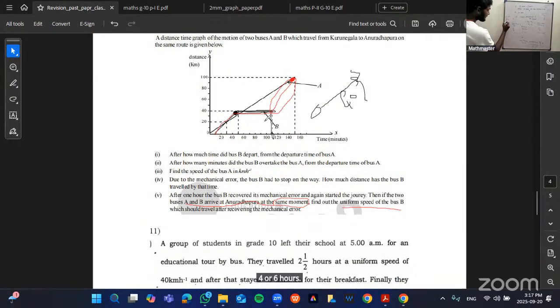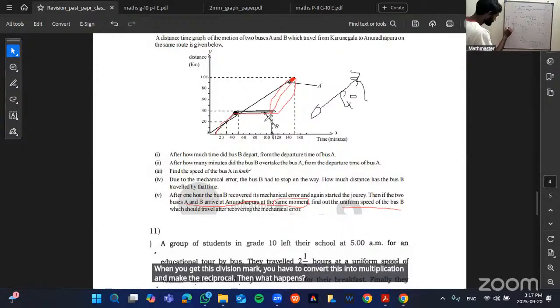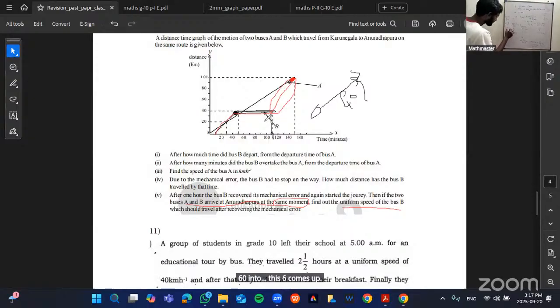Now see what happens. 60 divided by 4 over 6. When you get this division mark, you have to convert this into multiplication and take the reciprocal. Then what happens? 60 times 6 comes up, 4 comes down. Then 4 times 15 cancels. Then 15 times 6 is 90 kilometers per hour. The uniform speed of B after the mechanical error should be 90 kilometers per hour.